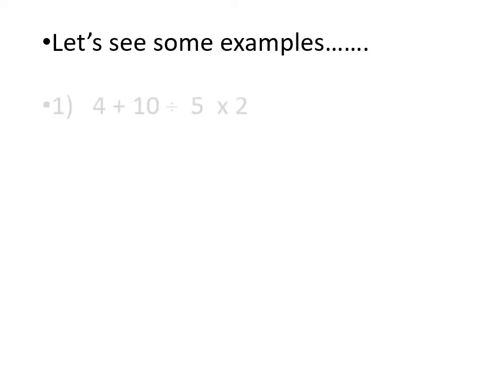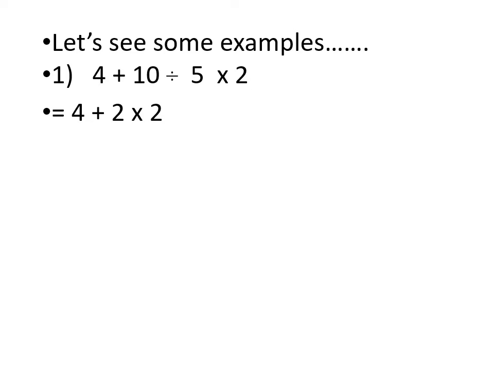Let's see some examples. Here 4 plus 10 divided by 5 multiplied by 2 means three operations are there: addition, division and multiplication. So by the DMAS rule we have to divide first. So our next step is 4 plus, as 10 divided by 5 means 2, so 4 plus 2 into 2. Now two operations are left, that is addition and multiplication. So according to the DMAS rule, after division we have to solve the multiplication.